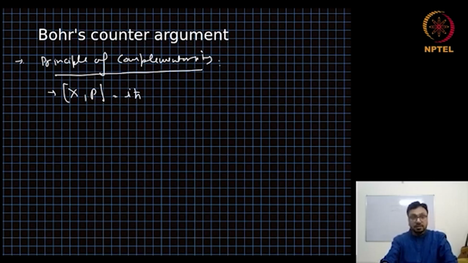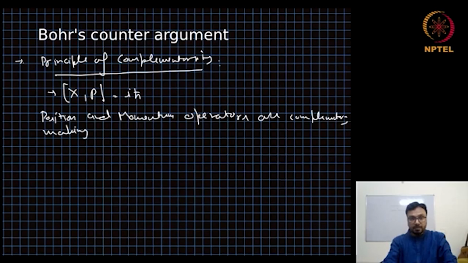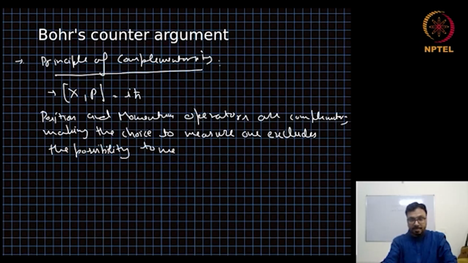This is the principle of complementarity, that position and momentum operators are complementary, making the choice to measure one exclude the possibility of measuring the other. In that way, the EPR argument may not be as sound as it sounded.